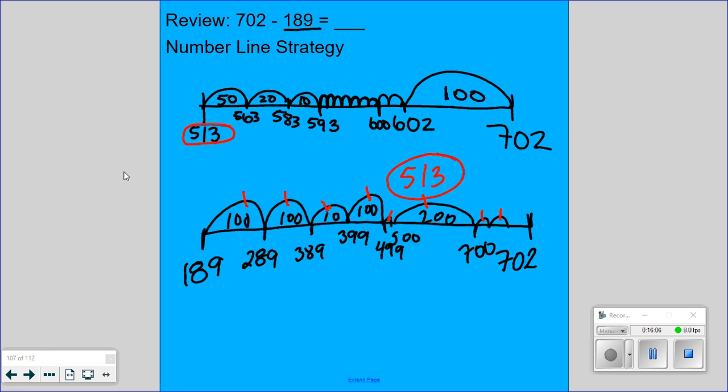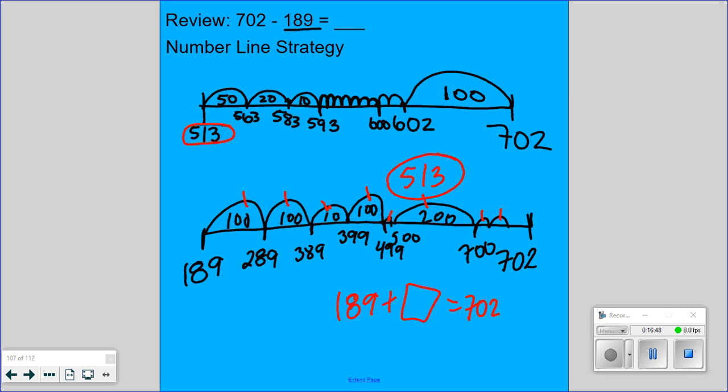My spot saver is the same whether I think about it as 189 plus a mystery number equals 702, which is basically what we just did, or 702 take away 189. Both of those work. But they still equal the same. We still get the same spot saver. It's not the same exact equation. It's an equation with the same values, the same digits.